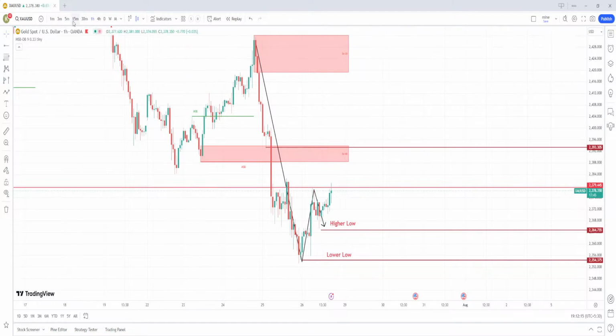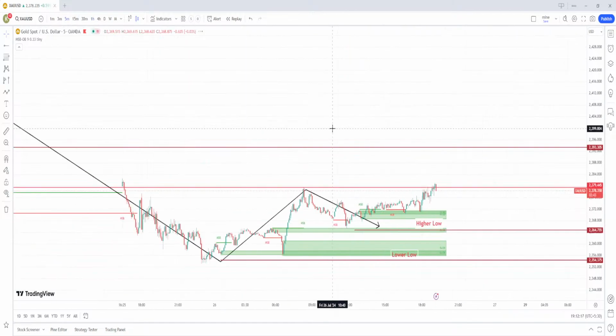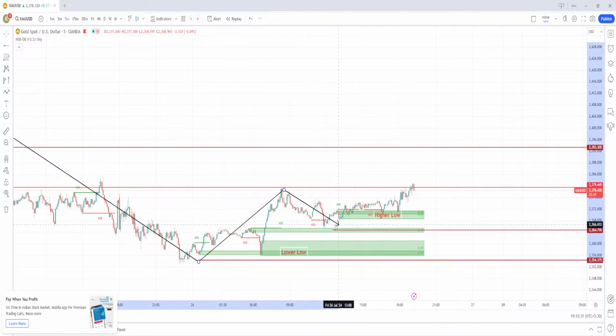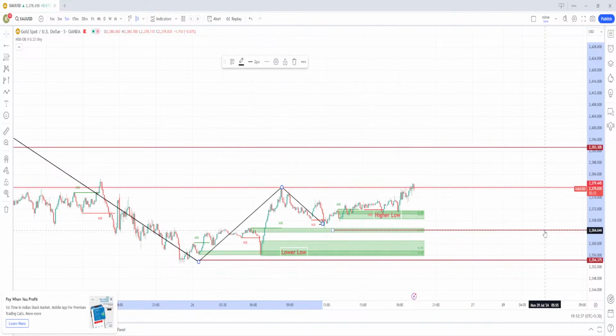I am again breaking down to a smaller time frame. See, we put these levels, and it acts as an order block. There is nothing special about finding an order block. This is a simple way to find an order block. There is no need for an indicator or any such things.